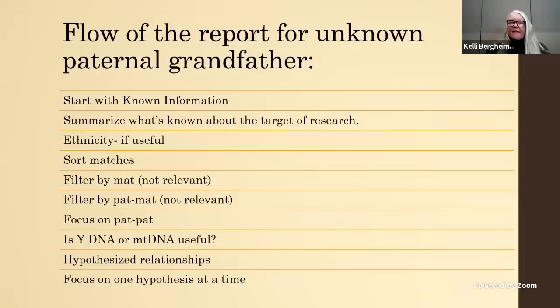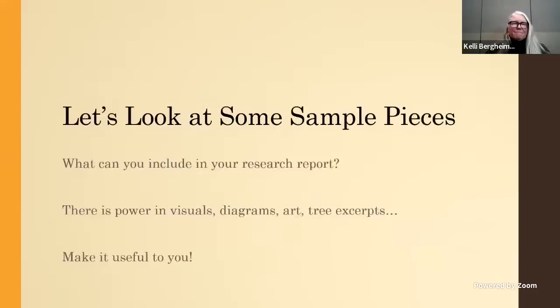And of course, I didn't even mention, but we're not going to do that in a DNA vacuum. We're going to include all kinds of other resources. We're going to look at the censuses, the city directories. If we're looking for a grandfather, we might even be looking in BeenVerified or one of the other people-searching tools for living people. So there are many different things we're going to consider in our research report. These are just a sample of what I would start with, and it probably would double from that by the time I get finished. So let's look at some sample pieces of the things that you might want to include in your report.